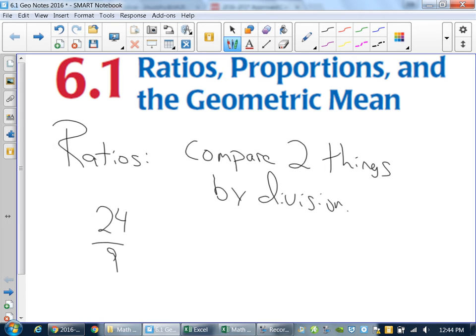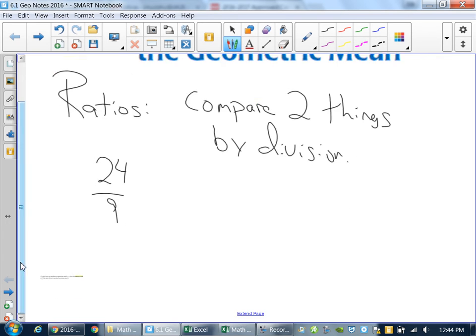But what do you always do with fractions? You simplify. What are those both divisible by? 3. So that equals 8 over 3. So the ratio of girls to guys is 8 to 3.